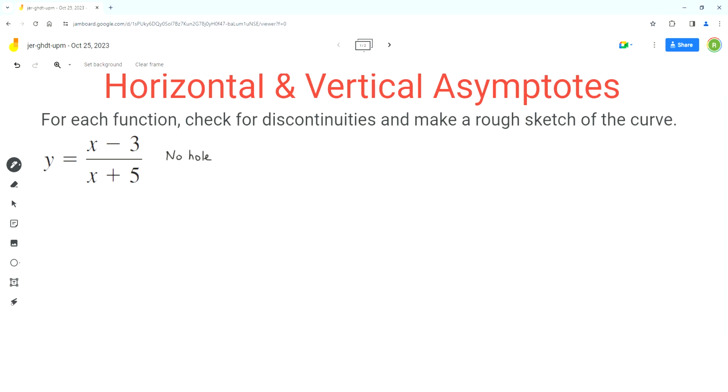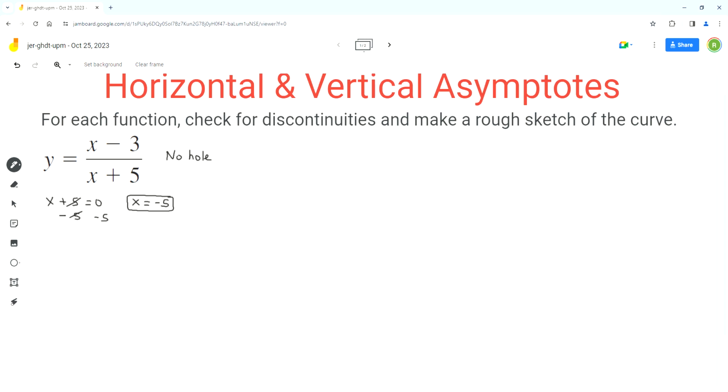Now we can check for the vertical asymptotes by setting the denominator equal to 0. So we get x plus 5 equals 0. Now we can isolate x by subtracting 5 from both sides, so the 5's on the left side get cancelled out. So we get x equals negative 5. So this is the vertical asymptote in this rational function.